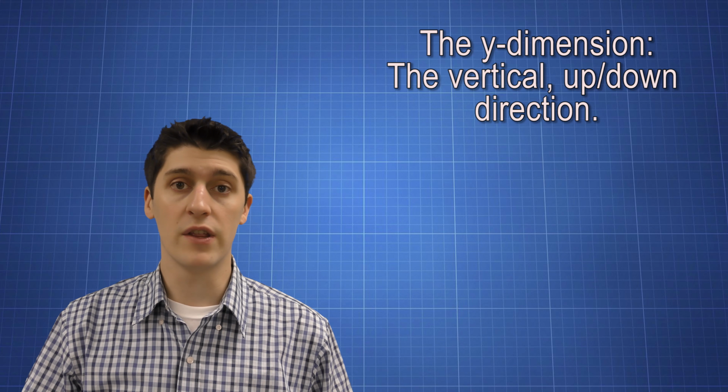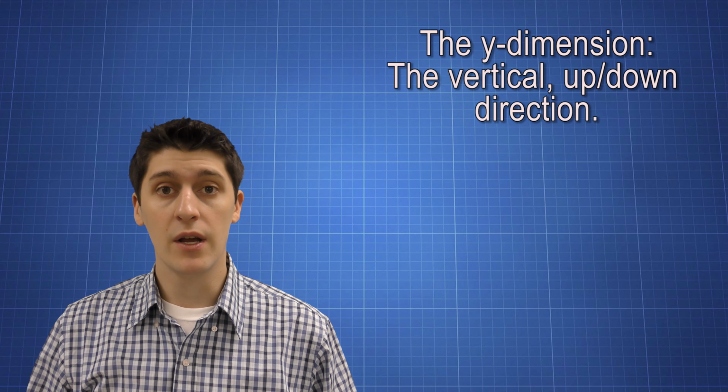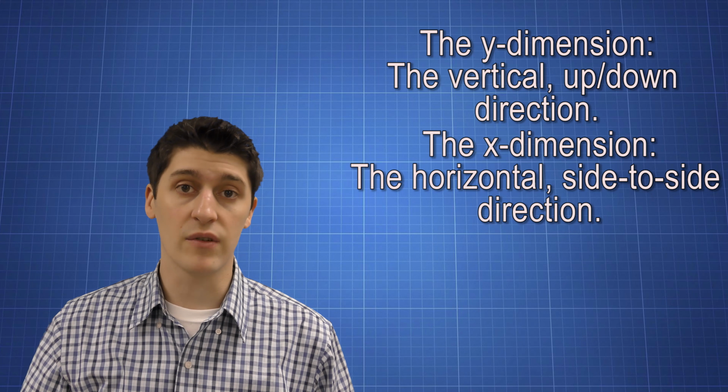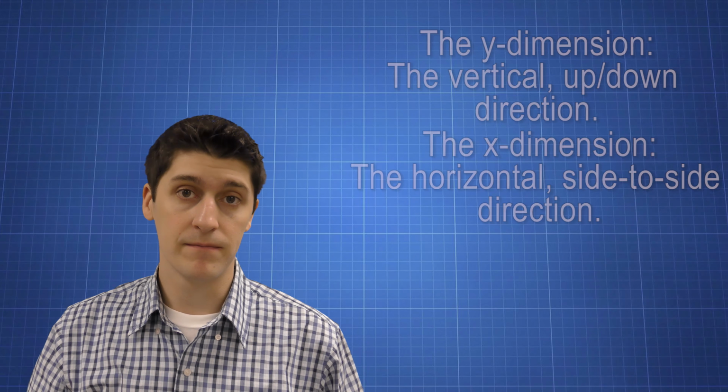We'll start with one-dimensional motion. We also call this linear motion. We'll focus on two dimensions, the y dimension, or the up and down dimension, and the horizontal dimension, or the side to side, left to right, x dimension. So let's think about the x dimension first.